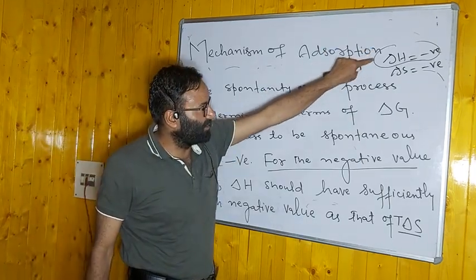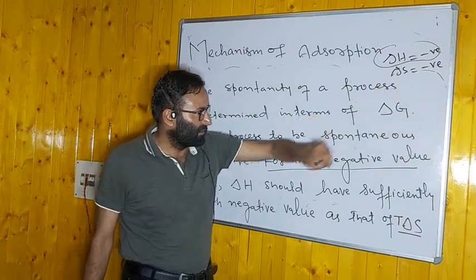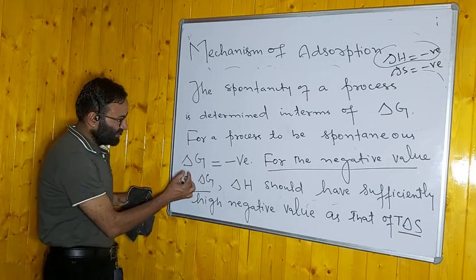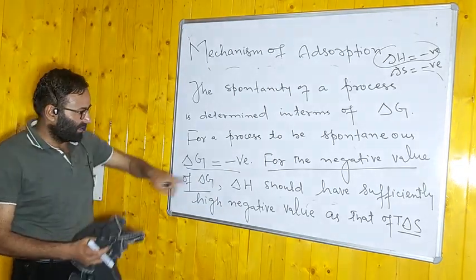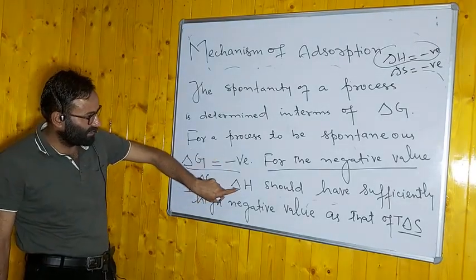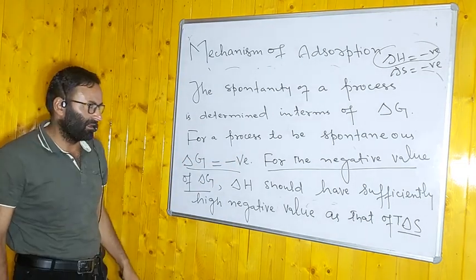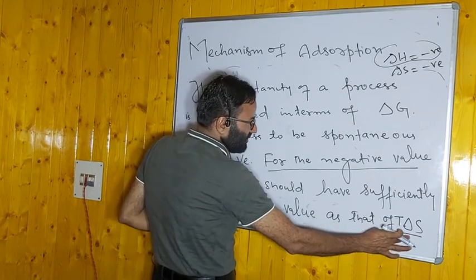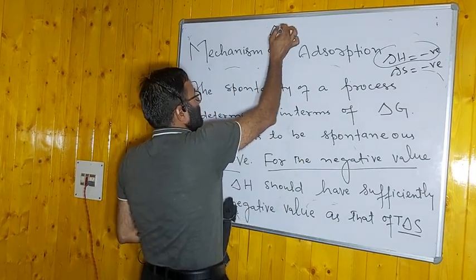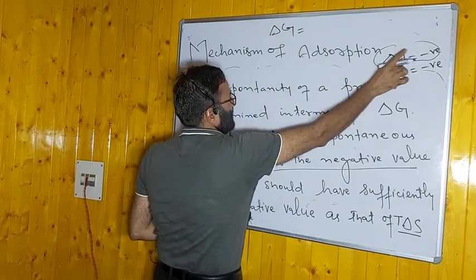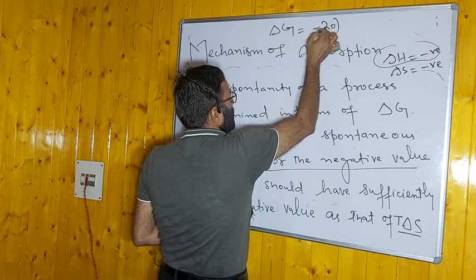Delta H is negative, delta S is negative. Remember this point, for a process to be spontaneous, delta G must be negative. For the negative value, what is the condition? Delta H should have a sufficiently high negative value as that of T delta S. When it has a lower value, for example, I will repeat it again, delta G is negative, let us say minus 20.